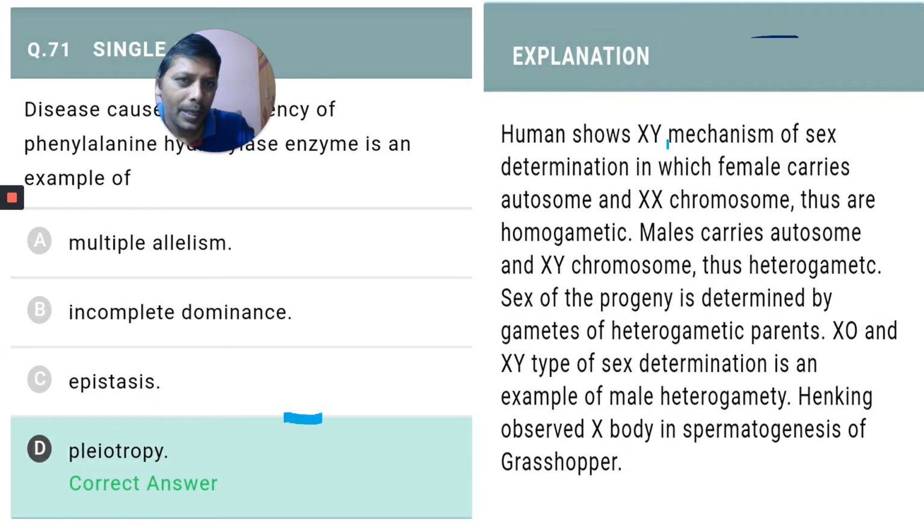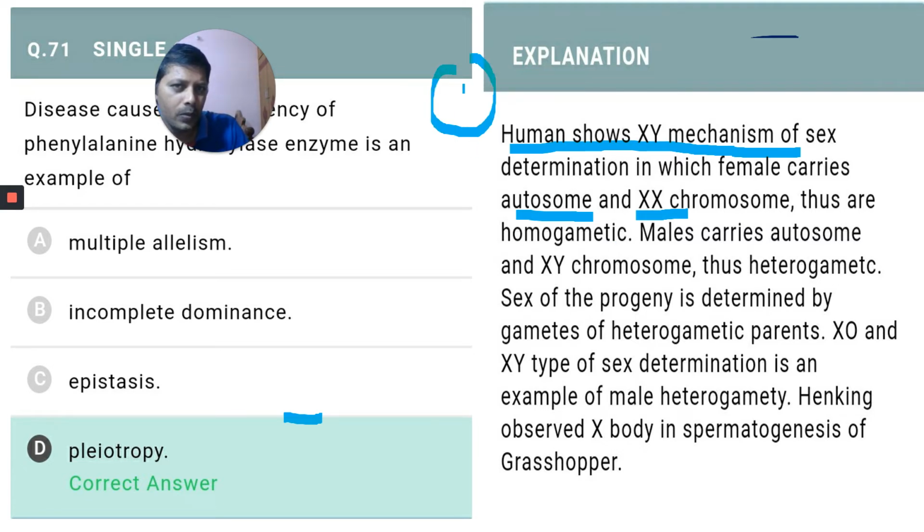Humans show the XY mechanism of sex determination, in which the female carries autosomes and XX chromosomes. Thus they are homogametic: the gamete in the female always consists of an X chromosome, the 23rd chromosome. The male carries autosomes and XY chromosomes, thus either X or Y, so they are heterogametic.